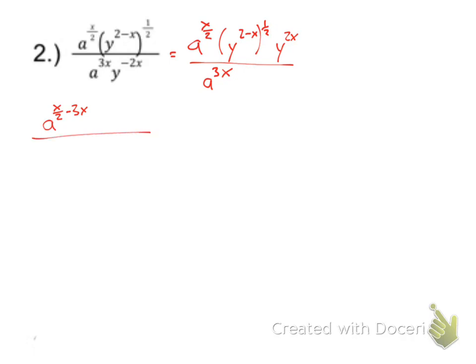Okay, all of that goes on top. Actually, everything's on top now, right? So I don't need the extra line. Y to the, whoops, 2 minus x to the 1/2 power, y to the 2x. Anything else?